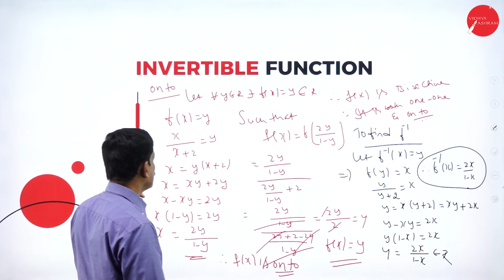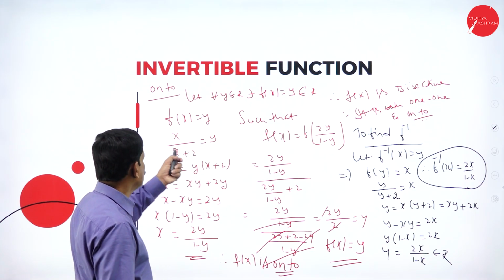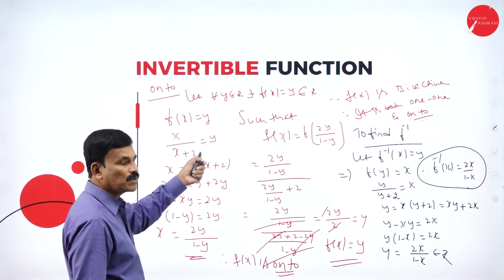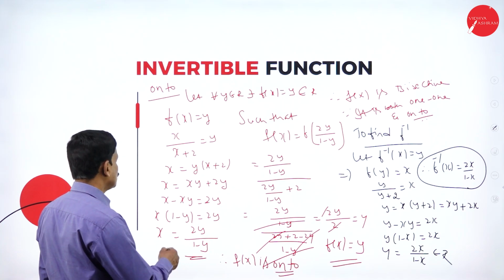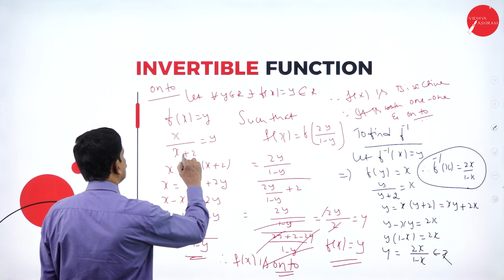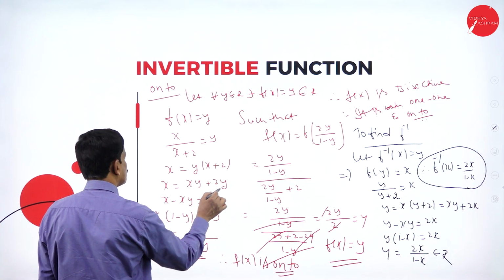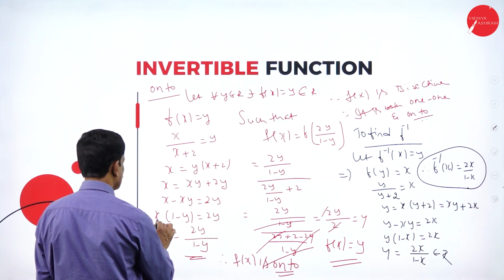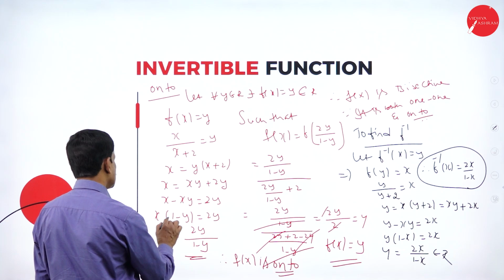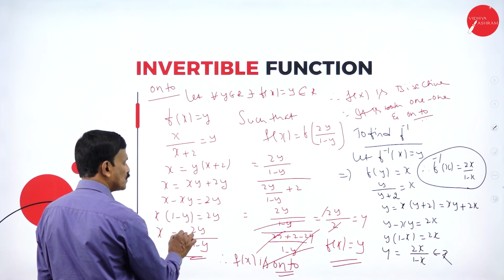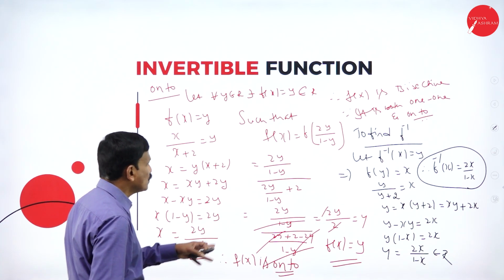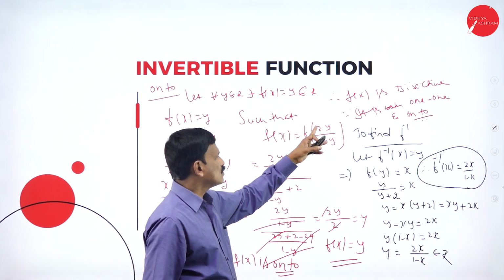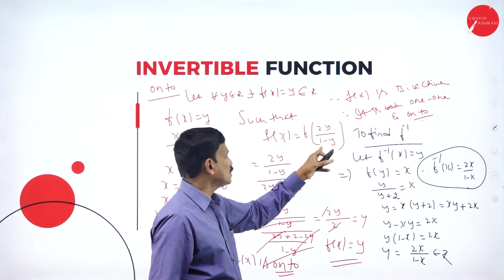To verify f(x) is onto, let f(x) is equal to y. What is f(x)? x by x plus 2 is equal to y. Cross multiply and get the value of x. x is equal to y into (x plus 2), xy plus 2y. Bring this to the left-hand side. x minus xy is equal to 2y. x is a common factor. x into (1 minus y) is equal to 2y. Therefore, x is equal to 2y by 1 minus y. Such that f(x) is nothing but 2y divided by 1 minus y.